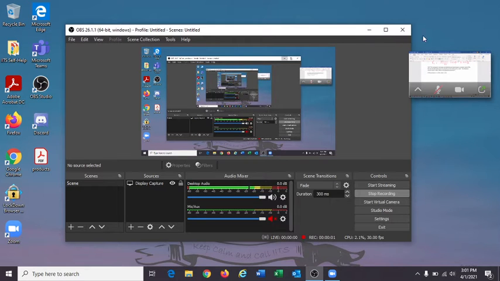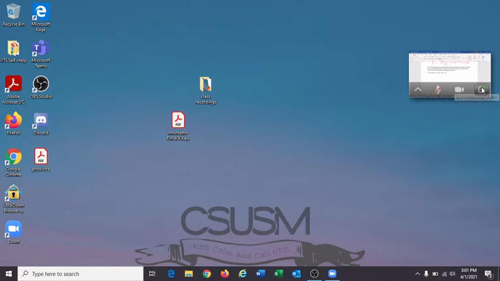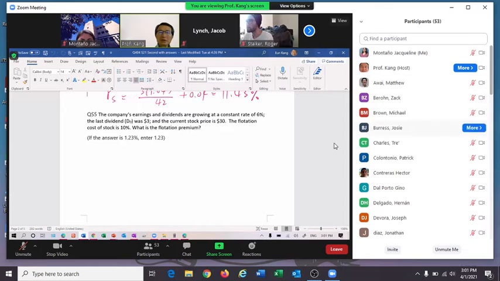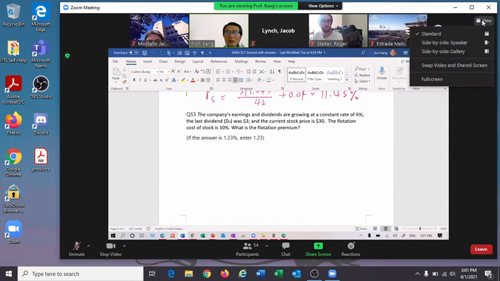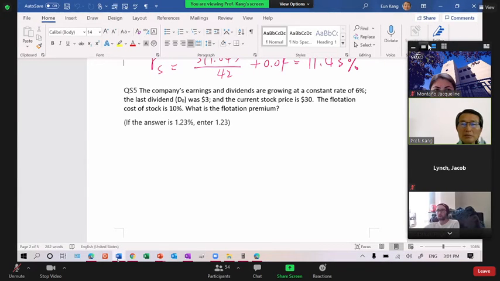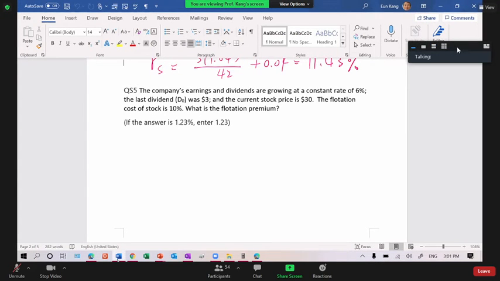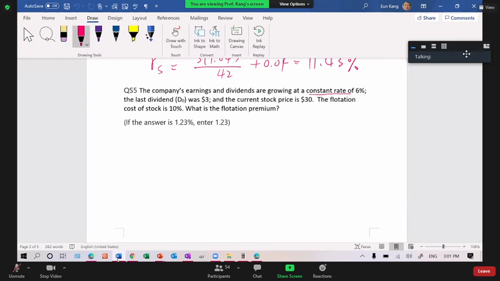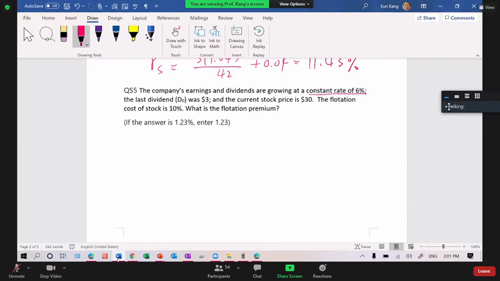11 people missed. So this is intermediate difficulty. This is not an easy question, it seems to me, but it is not that difficult. Why? Because it is a constant growth of 6% and flotation cost. And you have to differentiate between flotation cost and flotation premium, right?